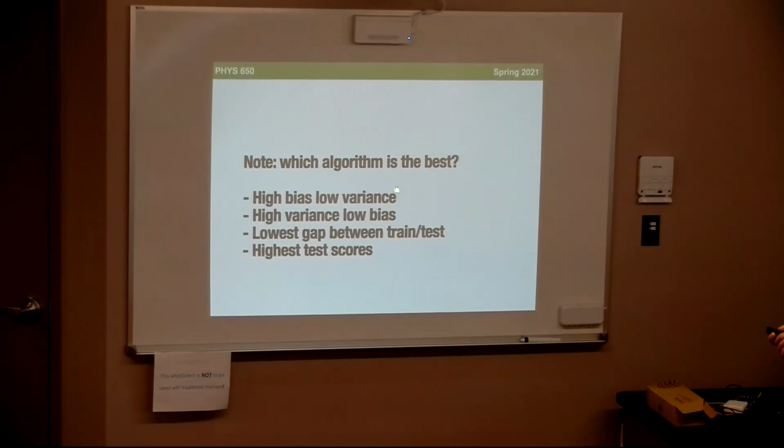And so which algorithm is best? The high bias, low variance, high variance, low bias, or the lowest gap between training and test set, and the highest test score. So what are you after? Do you want your train and test set to mimic each other the most? That's great, right?